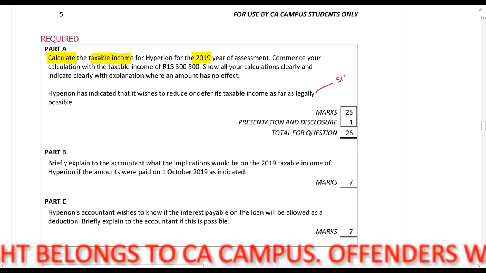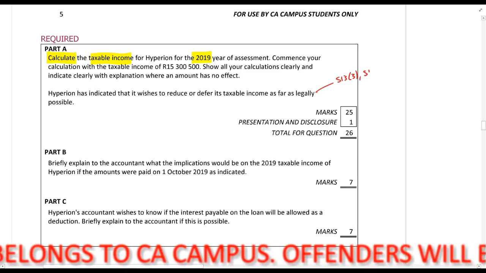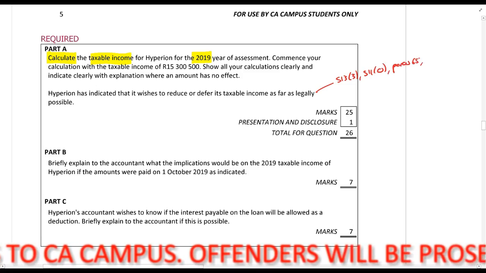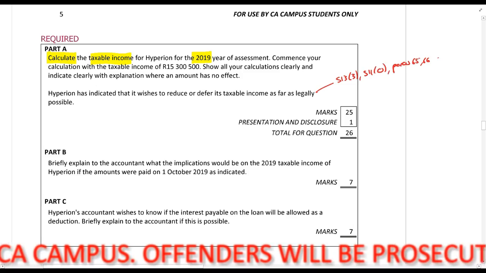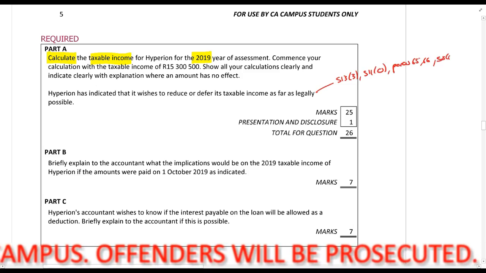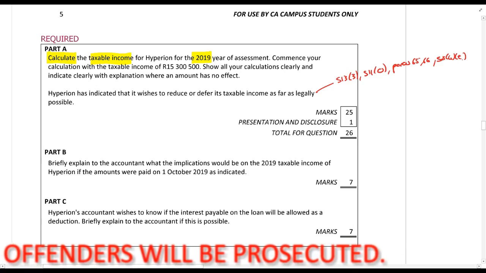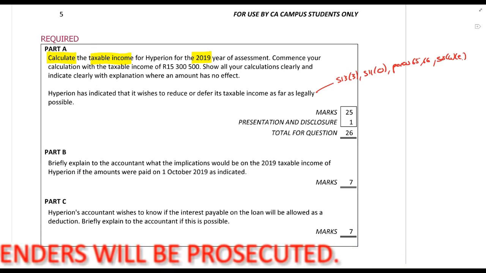Hyperion has indicated that it wishes to reduce or defer its taxable income as far as legally possible. That means they'll apply section 13.3, section 11.0, paragraphs 65, 66, and if you apply paragraph 65 and 66, section 8.4e. Those are all ones that you need to choose yourself to apply.